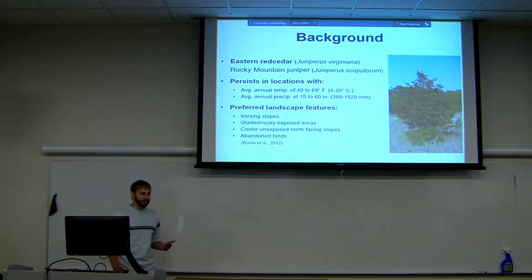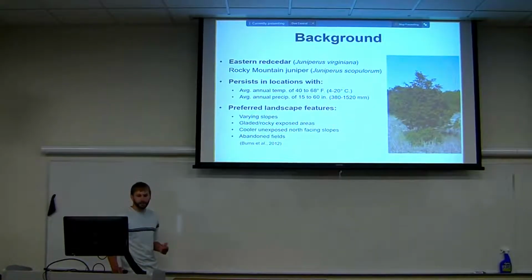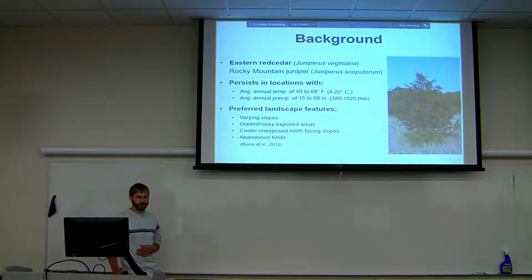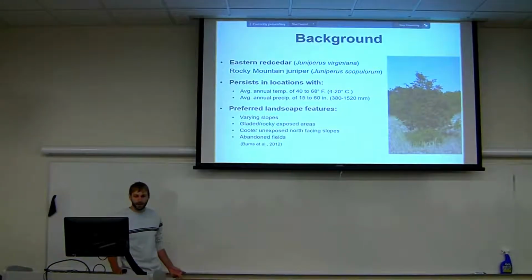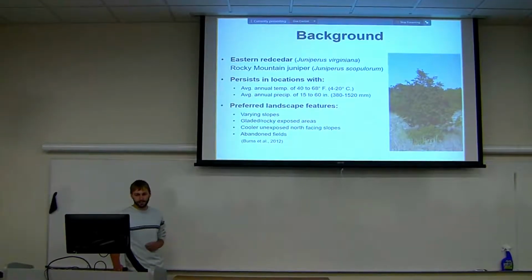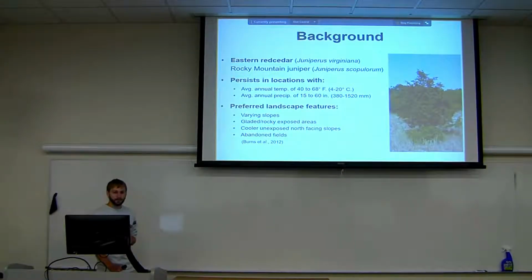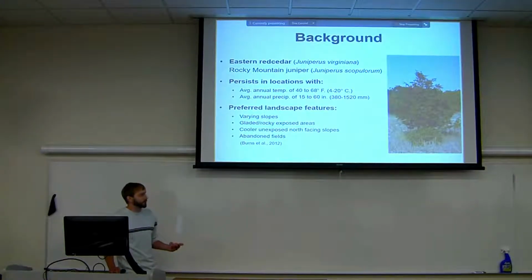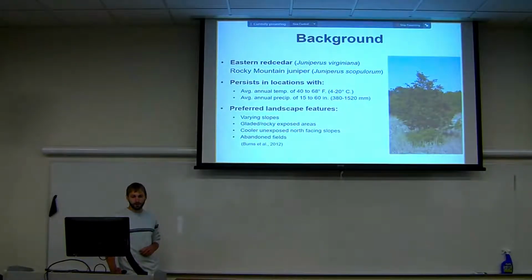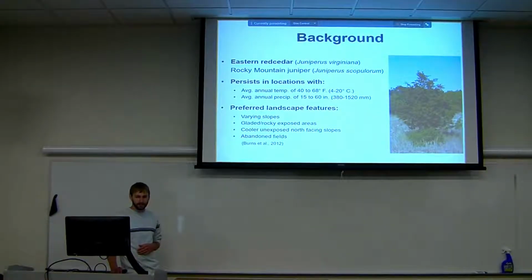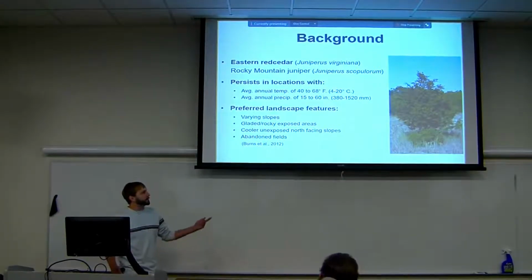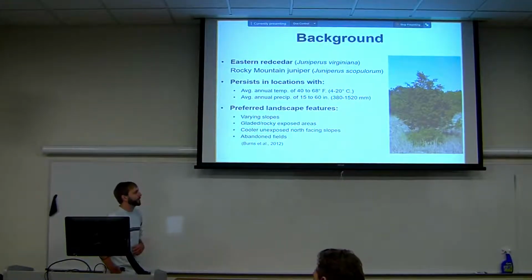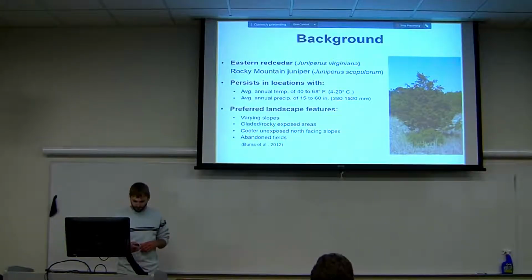juniper. These species do have a very large distribution and live in a variety of environmental conditions, of which include an annual temperature range from 40 to 68 degrees Fahrenheit, an annual precipitation as low as 15 inches and upwards of 60 inches. These species can be found growing in areas with well-drained soils that have various slopes, rocky exposed areas, northern aspects, as well as abandoned fields, fence rows, and under power lines. This would be an example of a typical red cedar you'd see growing out in the grasslands.